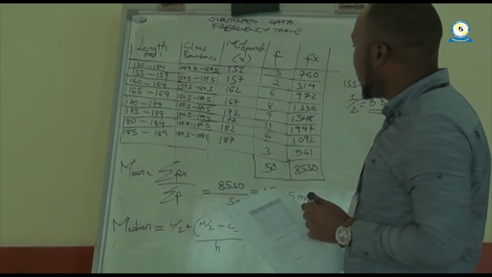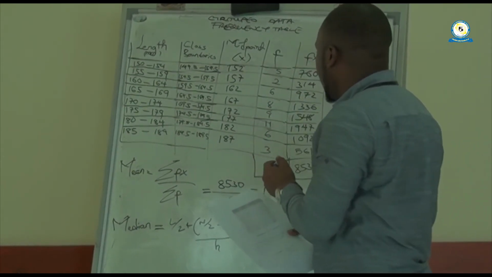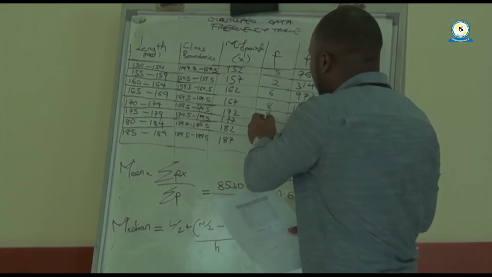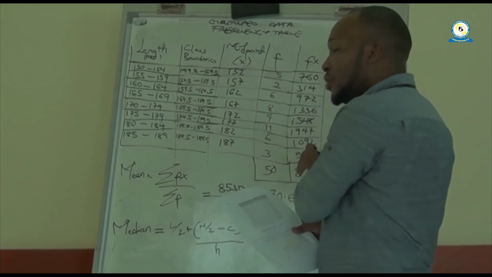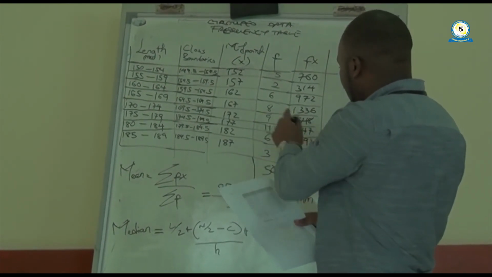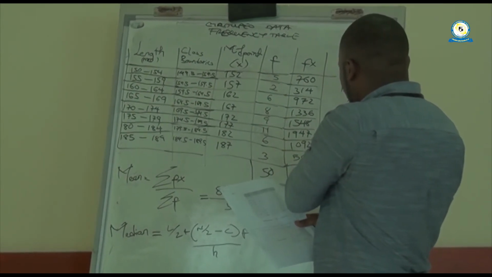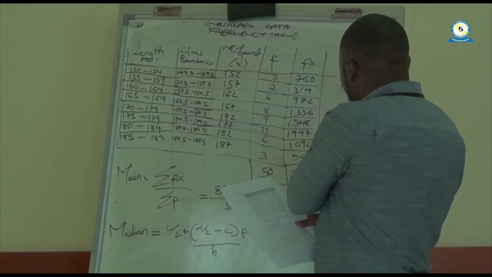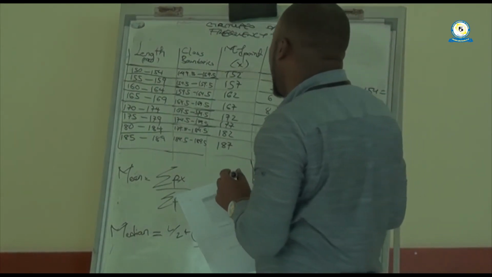The middle is between 4 and 5. So 8 plus 9 is equal to 17, divided by 2 gives 8.5. We select the middle now, where our frequency falls in our class boundary. So where is 8.5?